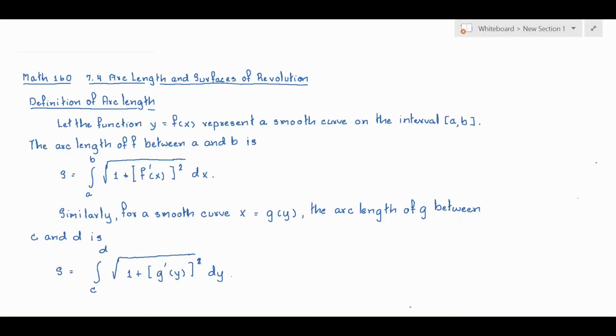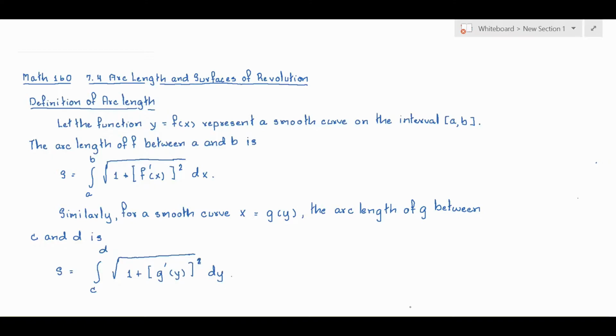Continue our next section of Calculus 2, section 7.4, arc length and surface of revolution. So let's take a look at the definition of arc length. Let the function y equal to f of x represent a smooth curve on the closed interval [a, b]. The arc length of f between a and b is an integral from a to b of the square root of 1 plus the derivative of the function squared, dx.